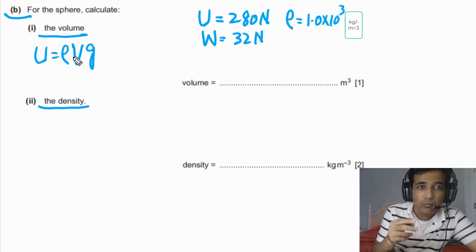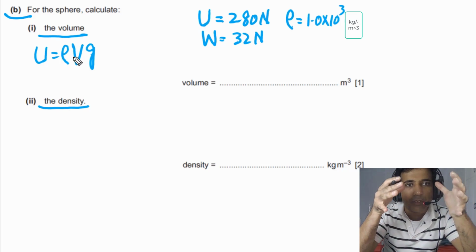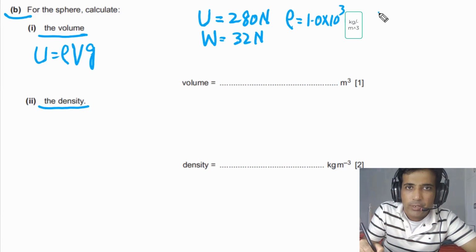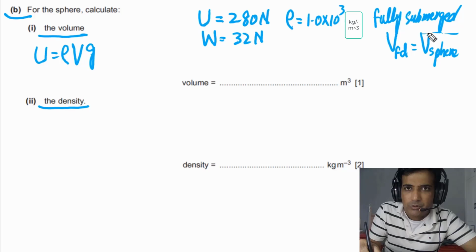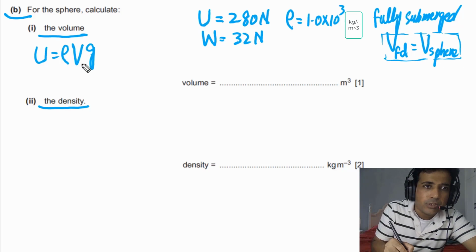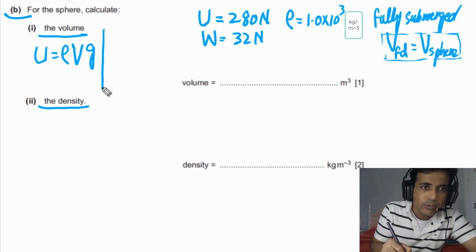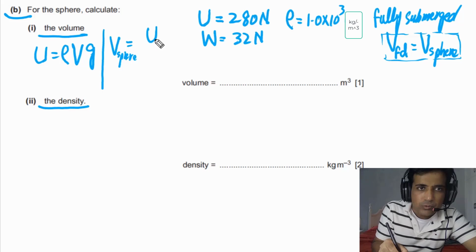We need to calculate the volume of the sphere, but in this case the sphere is fully submerged in the liquid. Since it is fully submerged, it simply means that the volume of fluid displaced is equal to the volume of the sphere. This is a very important point, you need to be clear about this. So in this case, this is the volume of fluid displaced, but it is also equal to the volume of the sphere, and we need to calculate this volume. So simply we can say the volume of the sphere is equal to upthrust divided by density of fluid times g.